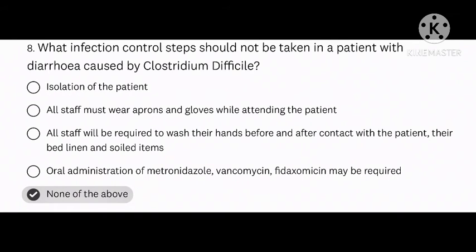What infection control steps should not be taken in a patient with diarrhea caused by C. diff? 1. Isolation of the patient. 2. All staff must wear aprons and gloves while attending to the patient. 3. All staff will be required to wash their hands before and after contact with the patient, their bed linens, and soiled items. 4. Oral administration of metronidazole, vancomycin, fidaxomicin may be required. None of the above is the answer.